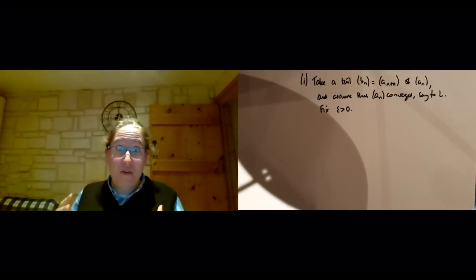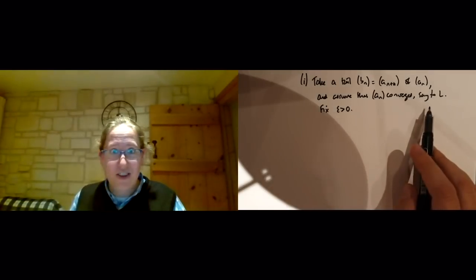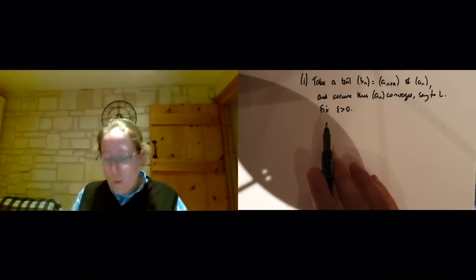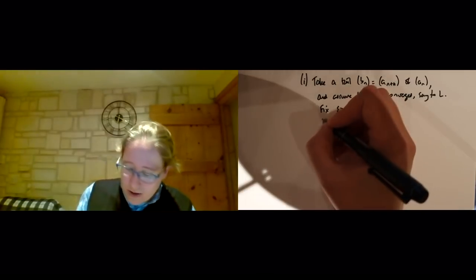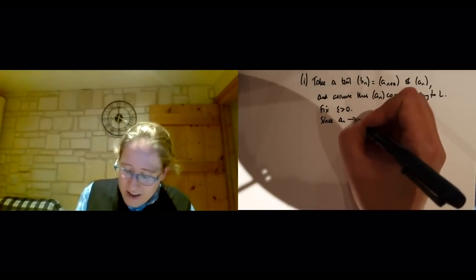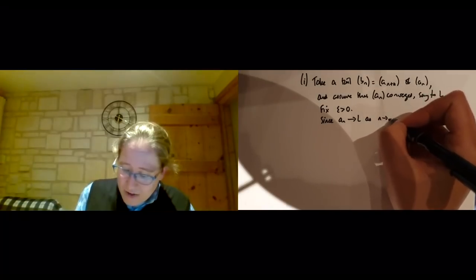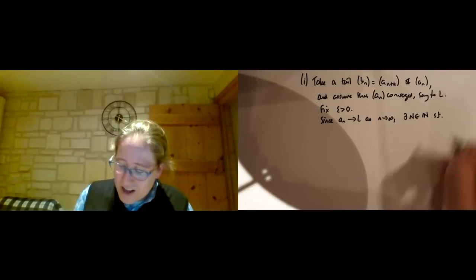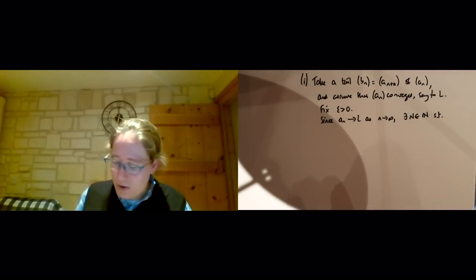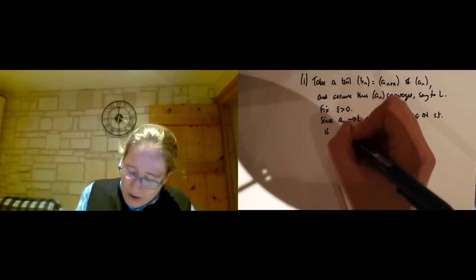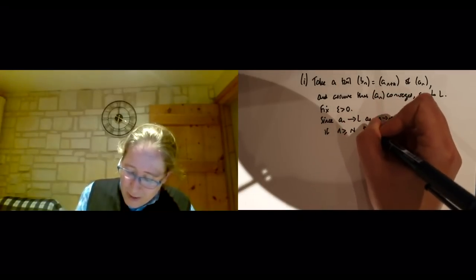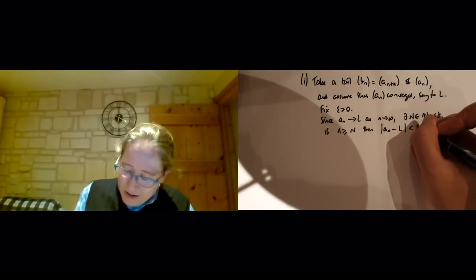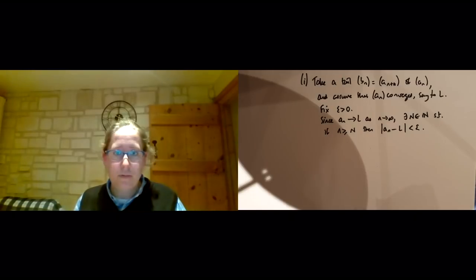At some point we need to use the fact that our sequence An converges. So let's deploy the definition of the sequence An converging to L with this particular epsilon. So since An tends to L as n tends to infinity, there exists a capital N in the natural numbers such that, I'm going to keep writing s.t. for such that, I hope you're happy with that, if little n is greater than or equal to capital N, then the absolute value of An minus L is less than epsilon.